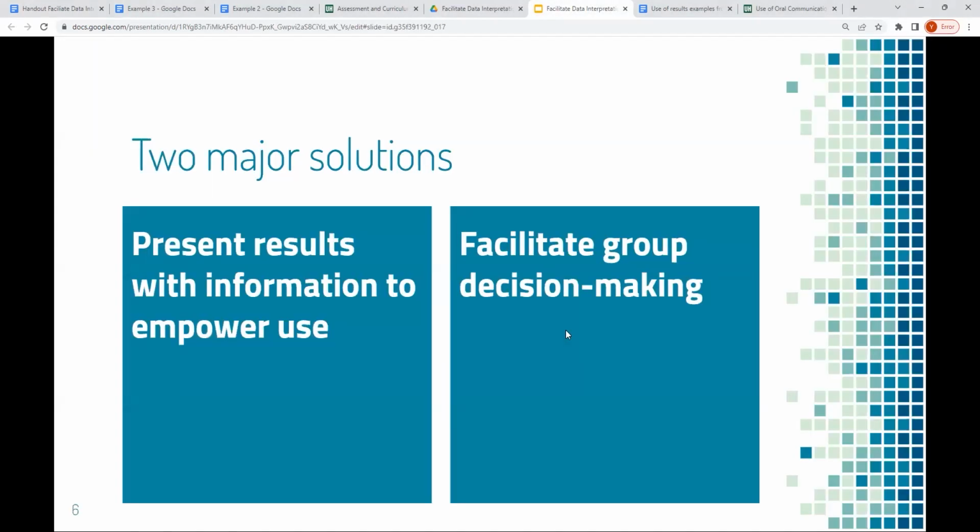Now, how do we address these major challenges? I said I have two solutions. First is to present results with information to empower use. And the second is to facilitate the decision-making process through structured group facilitation strategies. Let's take a look at the first one.